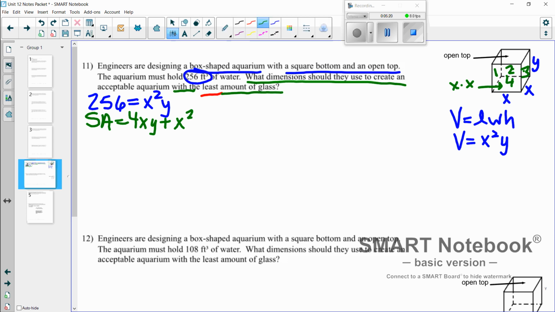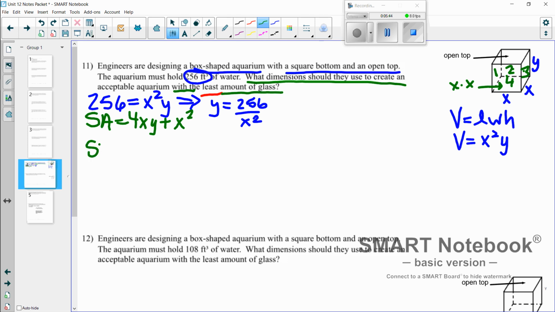Now, what we're going to do is just adjust that known one. So this known equation is just going to adjust to y equals 256 over x squared. Now, I just divided the x squared there on each side. I hope that makes sense. But we want to do that so we can substitute in to our unknown. Okay, hopefully this is sounding familiar from yesterday.